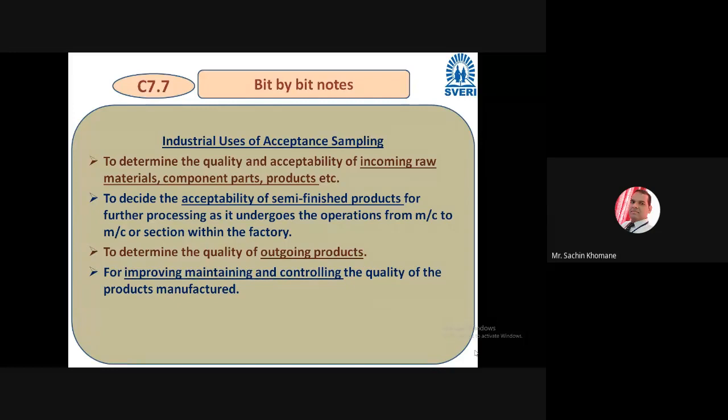Definitely, you should continuously check the component during production, as well as at the last, while dispatching the product, you should check the quality. And there acceptance sampling plays an important role. Also for improving, maintaining and controlling the quality of the product manufactured.